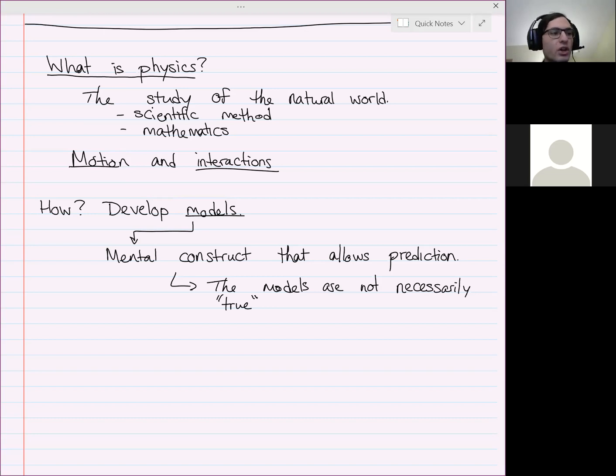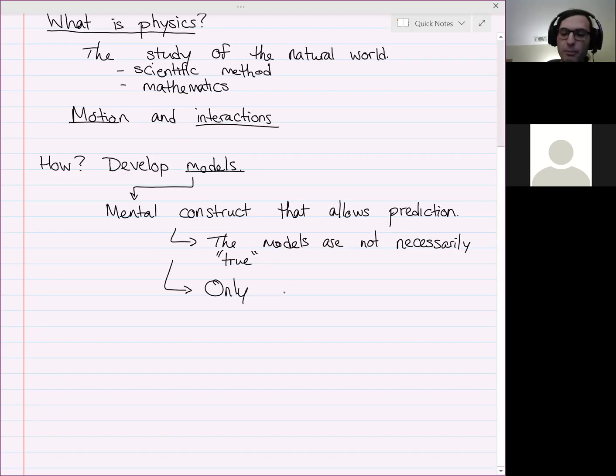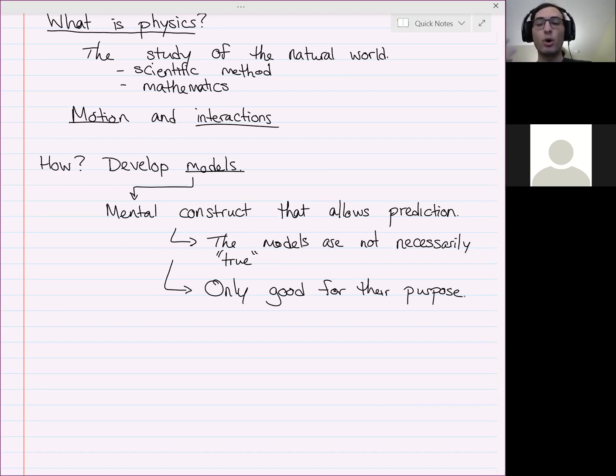Further, models are really only good for what they're designed for. Often, models will have regimes in which they're relevant. What I mean by that is, for example, you might want to model the sun as a point if you want to talk about gravity, about the orbit of the Earth around the sun. You would say, well, the sun's actually a big sphere of gas, but let's just imagine it's a point. That would be a model.